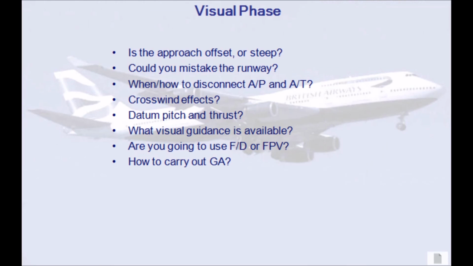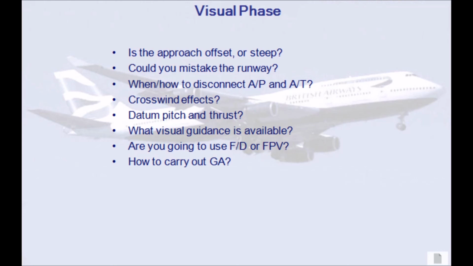When you get to the other end, there are things to think about. Hopefully you're going to become visual, and you need to be prepared for the fact that the approach might be offset, it might be steep, for example. Could you be mistaking the runway, landing on a taxiway or a parallel runway? When are you going to disconnect the autopilot and the autothrottle, and how are you going to do it? By that I don't mean just pushing buttons, I mean how are you going to configure it so that the aircraft flies smoothly onto the final approach.